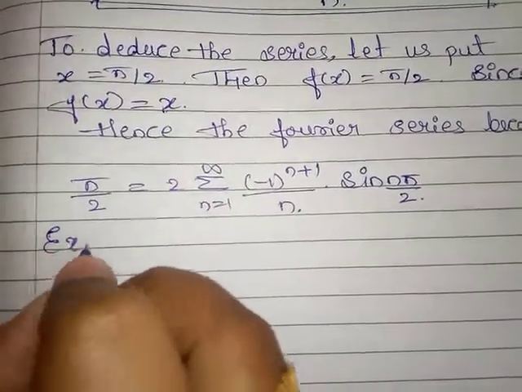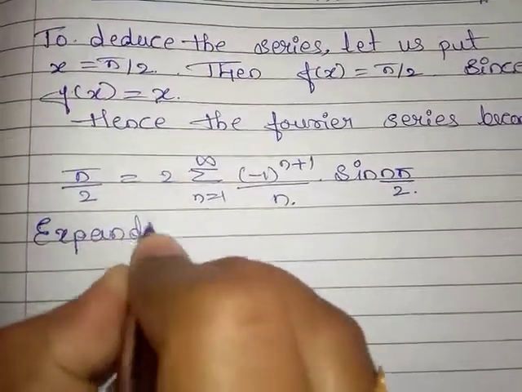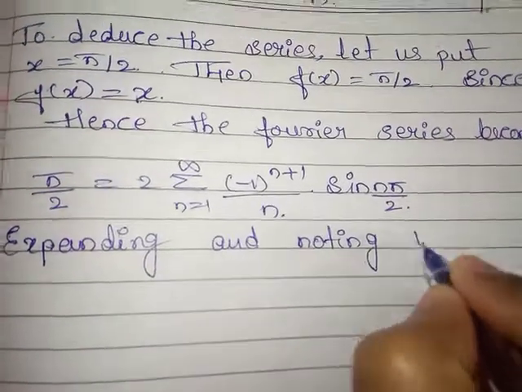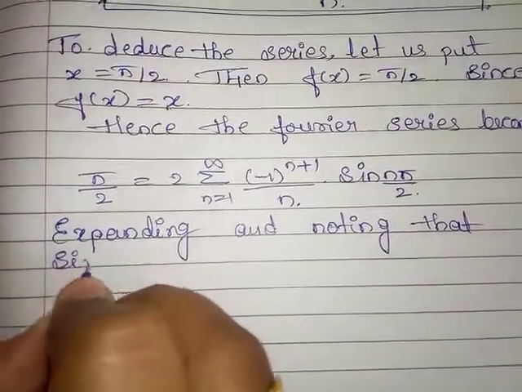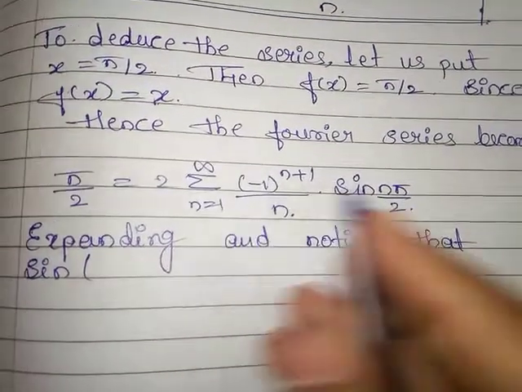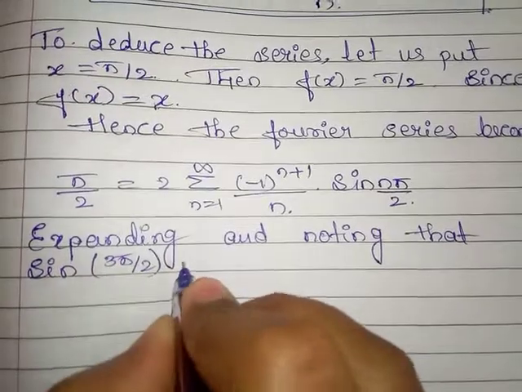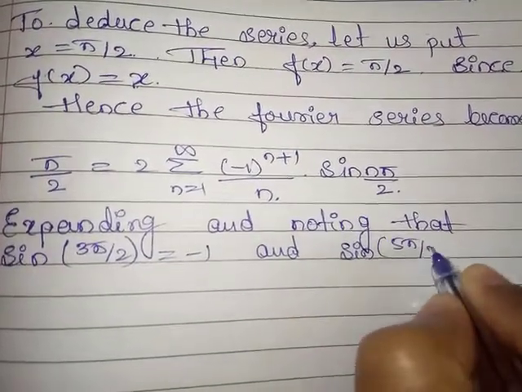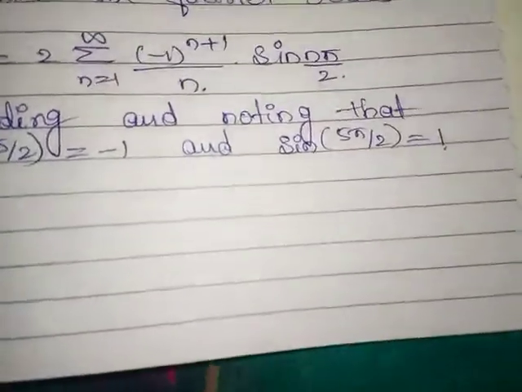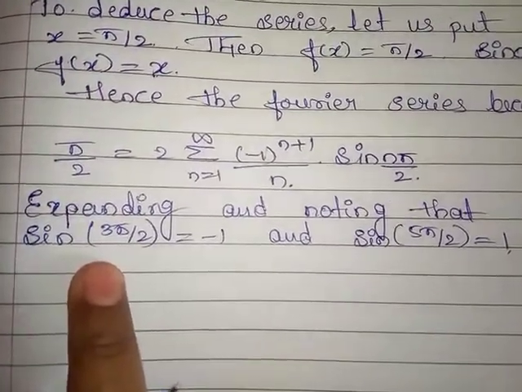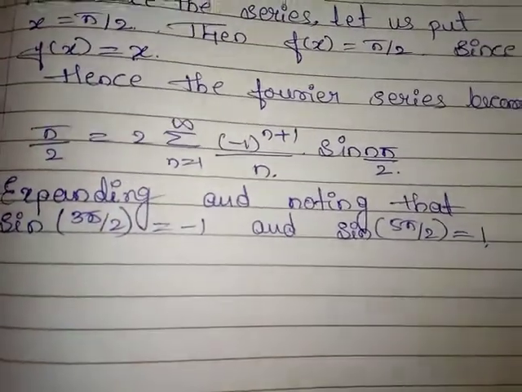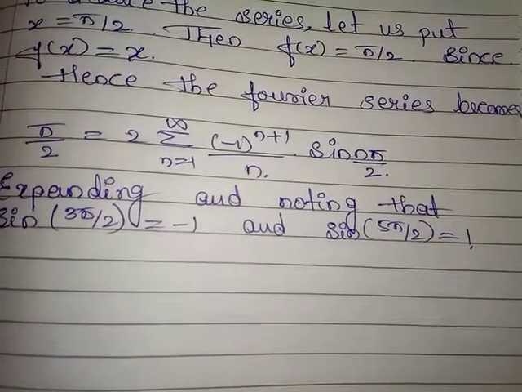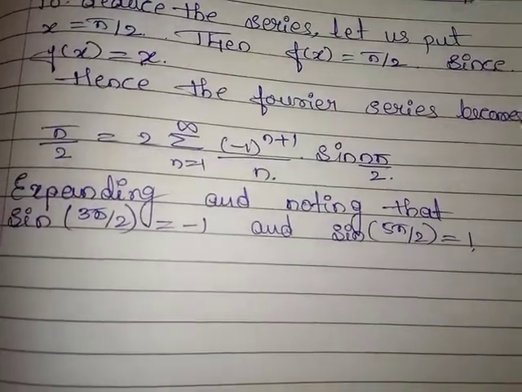After expanding and noting that sin 3 pi by 2, means when we apply n as 3, it will be 3 pi by 2, which is equal to minus 1, and sin 5 pi by 2 is equal to 1. While we are applying the values of n, you get these terms, that is sin 3 pi by 2 and sin 5 pi by 2 and so on. We know that sin pi by 2 value is 1 and sin 3 pi by 2 value is minus 1. Again sin 5 pi by 2 value is plus 1 and so on.